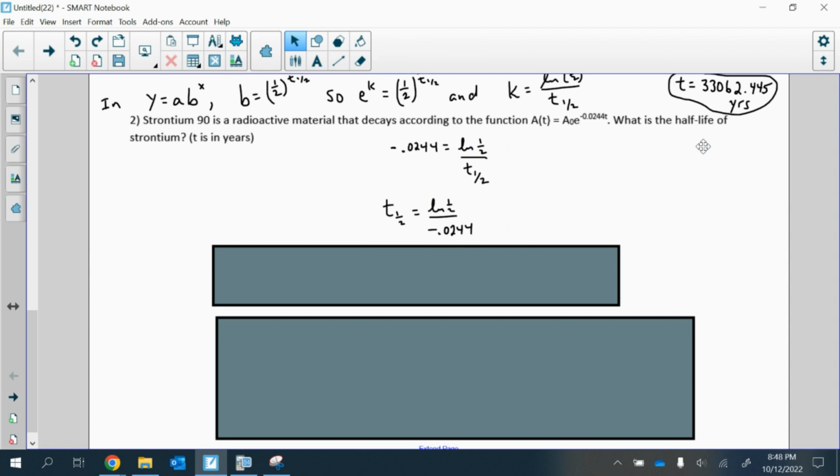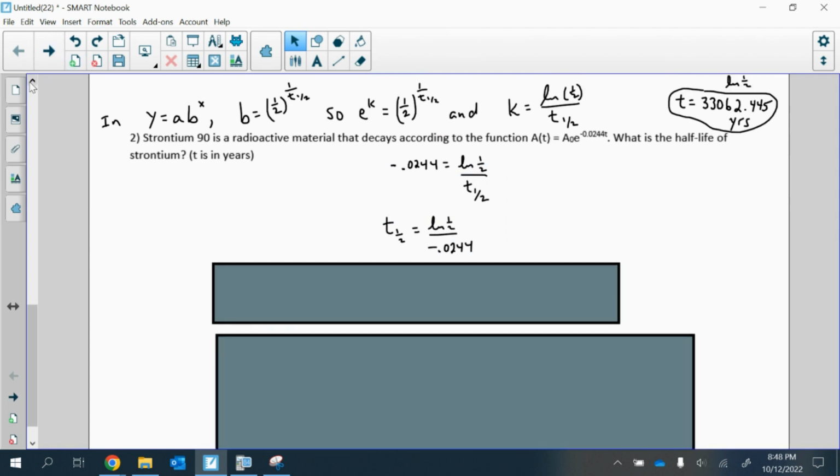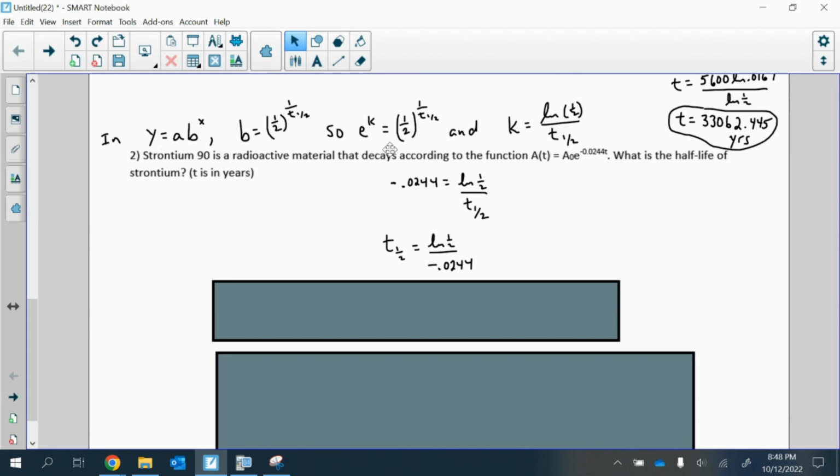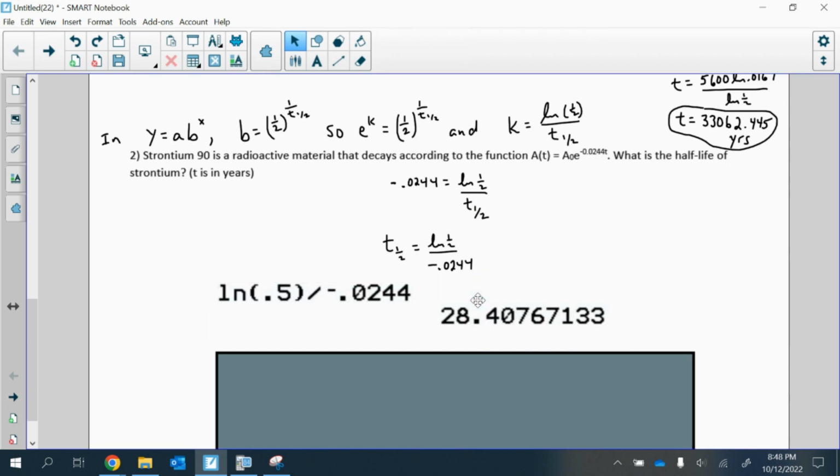So if we remember that after we just kind of figured out what happens with half-life, the constant in this e to the kt thing for half-life is the natural log of 1/2 over whatever the half-life is. And I know that the constant here is negative 0.0244. I just do a little cross multiplying and I end up with the half-life is the natural log of 1/2 over negative 0.0244. Type that in the calculator, I get 28.407 years.